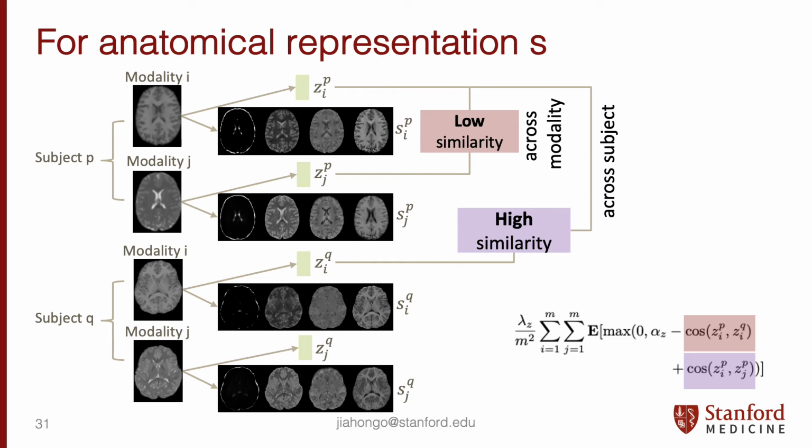Similarly, there is a coupled term for the modality representation Z. We hope the modality representations from the same modality, different subject, in the purple box, are more similar than those from the same subject, different modality, in the red box. And we hope that the purple pair has higher similarity than the red pair by the threshold alpha z.